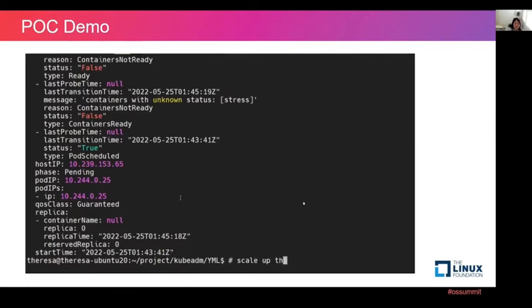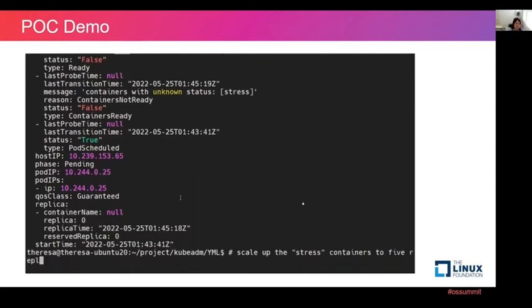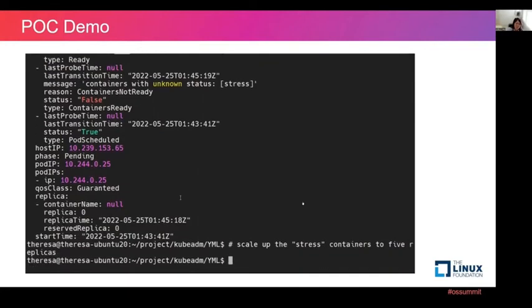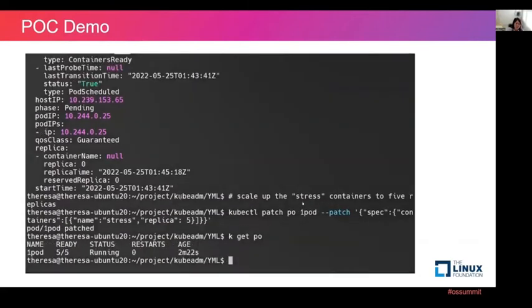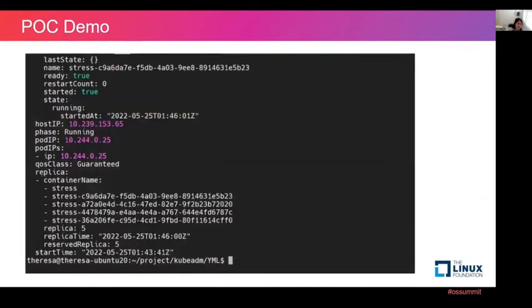Next, we are going to scale up the stress container to 5 instances. We're trying to send a patch request to the API server. There are 5 instances up and running now. Let's take a close look at the pod status. As you can see, there are 3 additional containers that have been created for the replication, and the actual replica value and the reserved replica value are both 5.